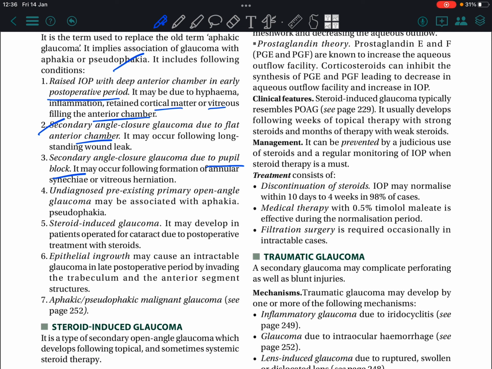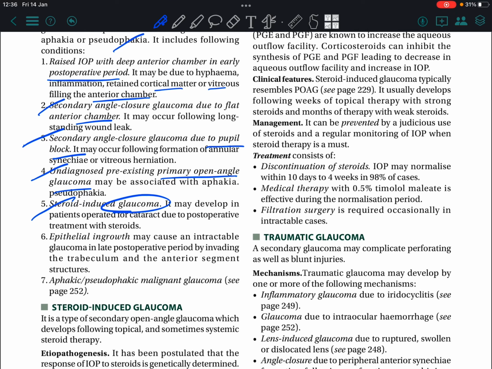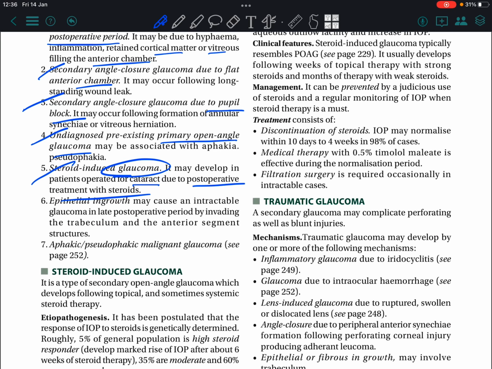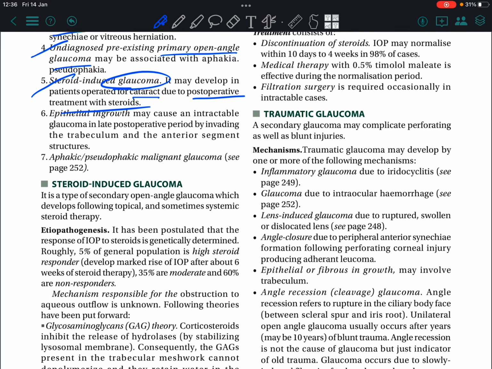Secondary angle closure glaucoma due to pupil block. Undiagnosed pre-existing primary open angle glaucoma. Steroid-induced glaucoma may develop in patients operated for cataract due to post-operative treatment with steroids. Epithelial ingrowth may cause intractable glaucoma in the post-operative period.